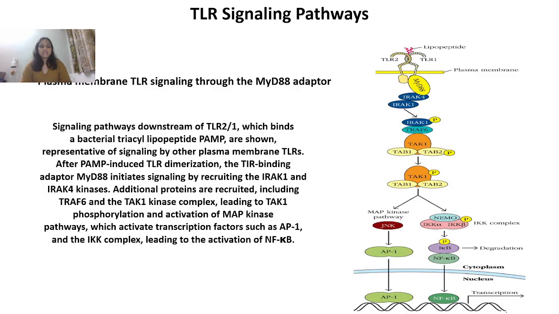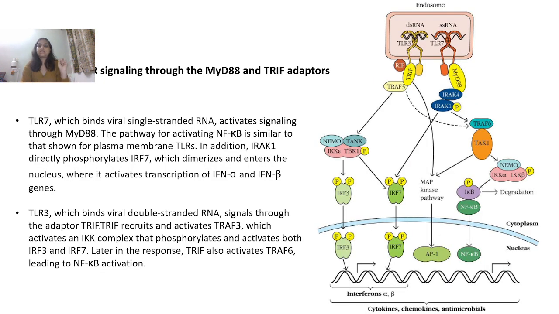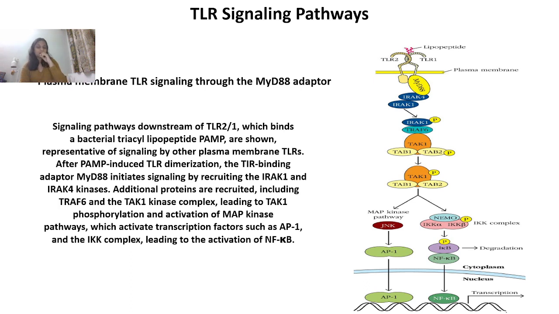So this is the TLR signaling pathway, like the plasma membrane TLR signaling pathway through MyD88-mediated adapter. There are two kinds of adapters through which this signaling takes place. One is MyD88, another is TRIF. In the plasma membrane, you can see a heterodimer of TLR1 and TLR2 present. It binds to a lipopeptide, which is a pathogen associated molecular pattern from a bacteria.